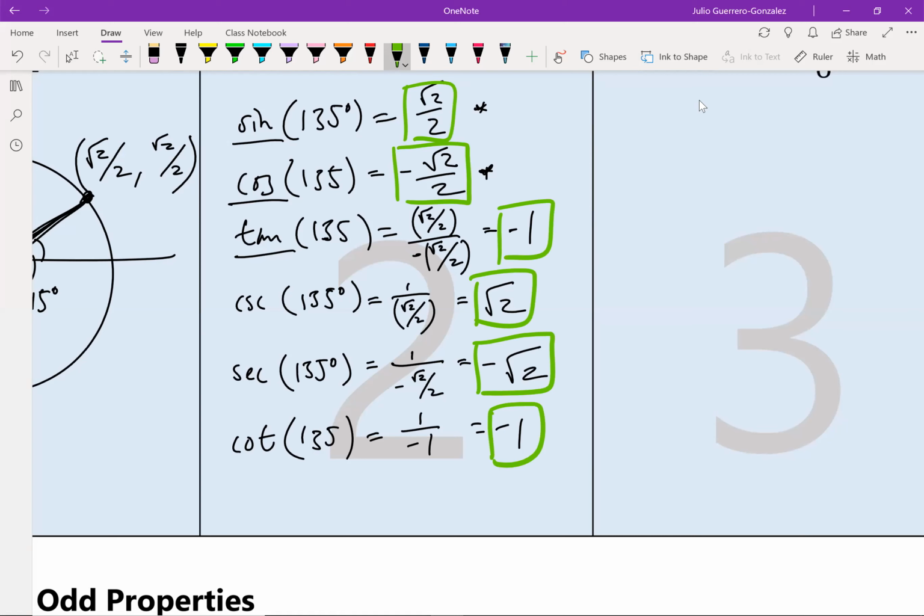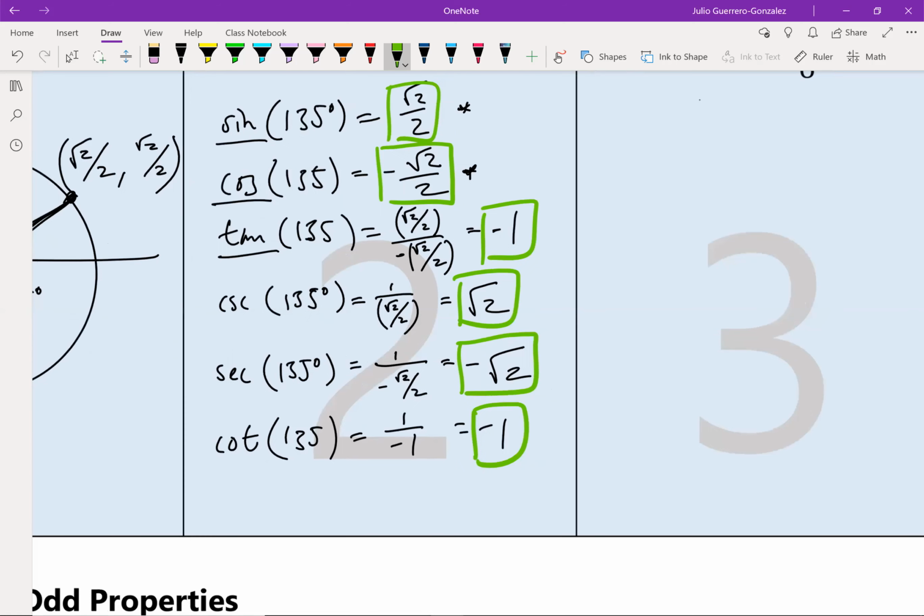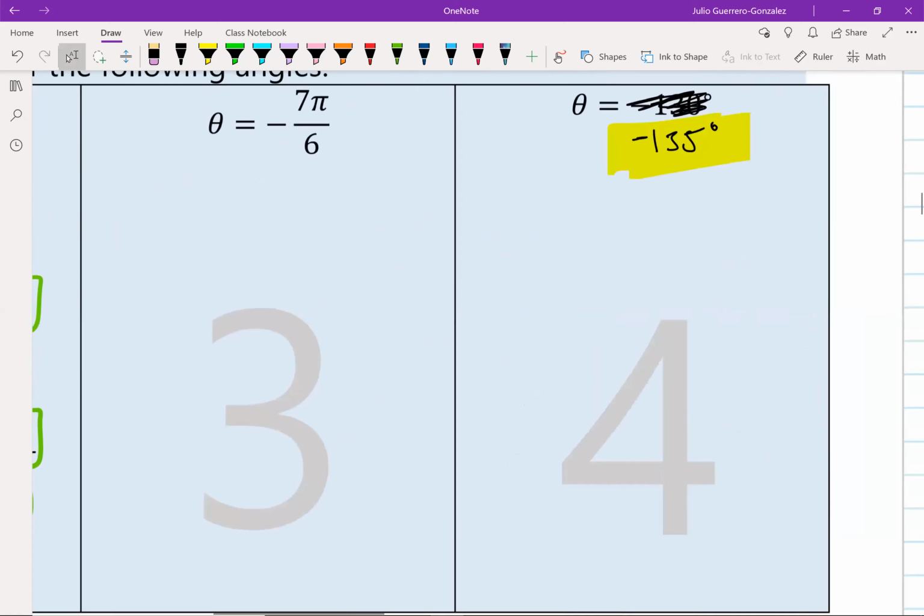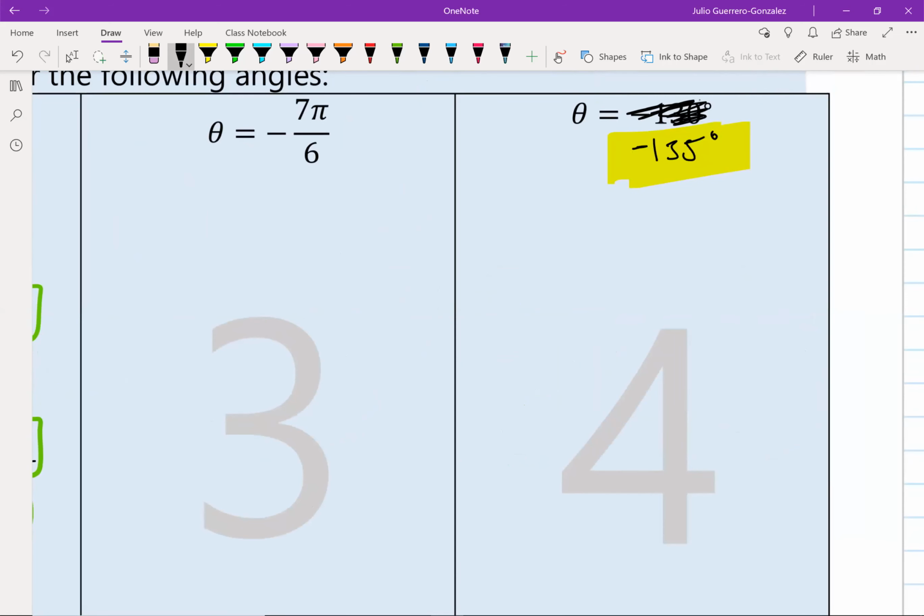How we doing? Yay? Nay? Okay. Like I said, stop me if you need it. Okay. So it's a good thing that I had -135 on here. So I'm going to do the exact same thing. I'm going to try to draw it.